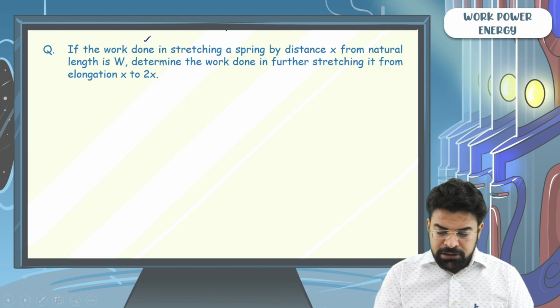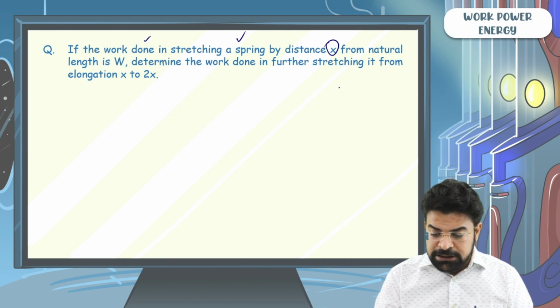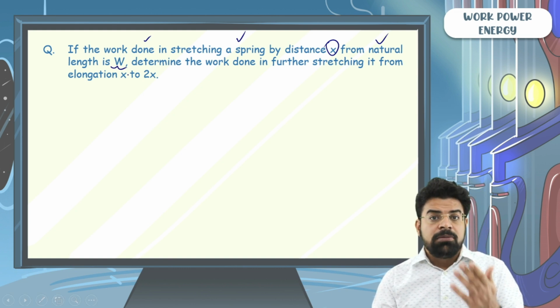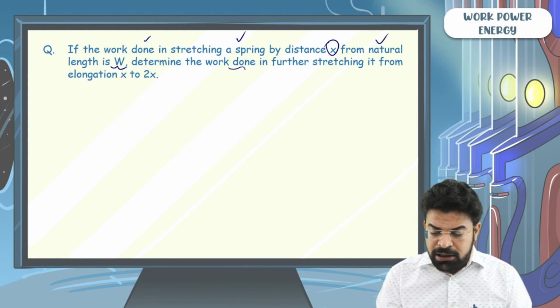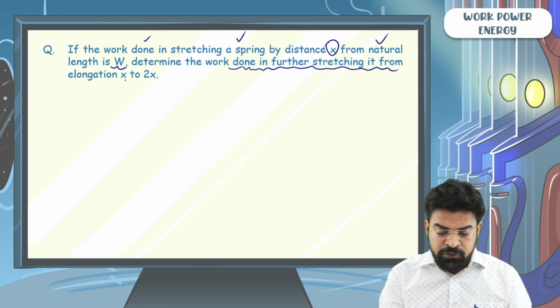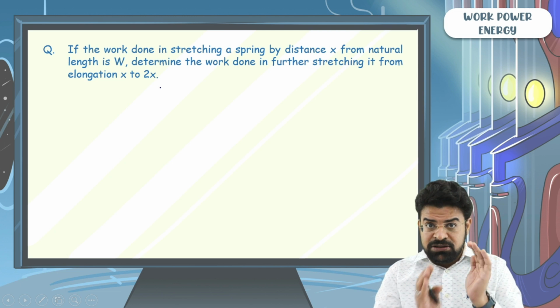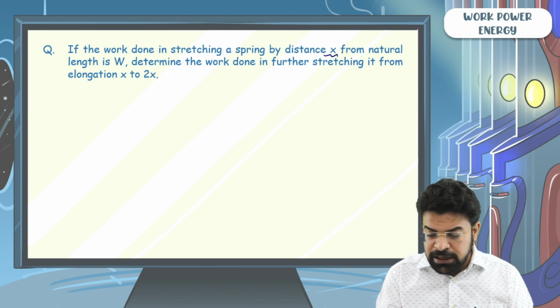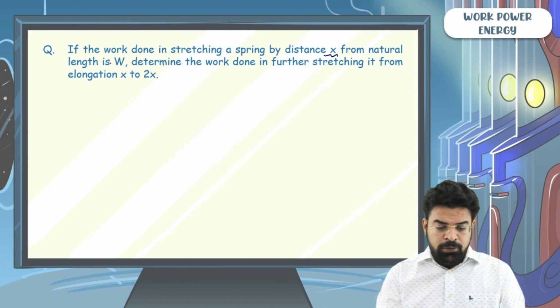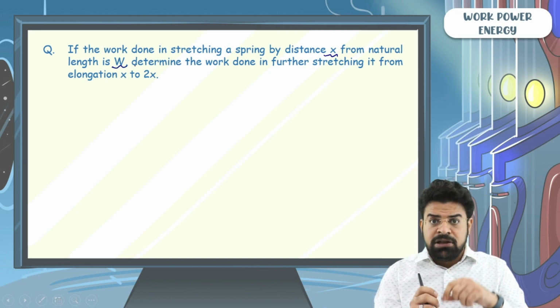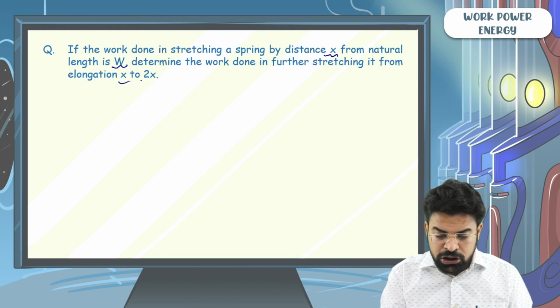If the work done in stretching a spring by distance x from natural length is w, work done by external agent, determine the work done in further stretching it from x to 2x. So if the work done in stretching it from natural length by distance x is w, then what is the work done in further increasing the elongation from x to 2x?